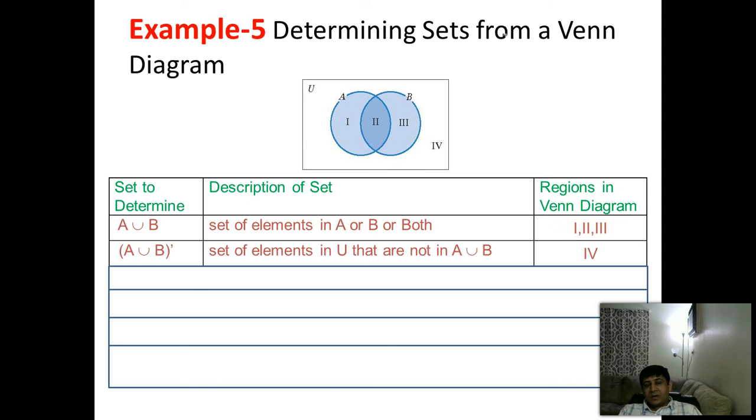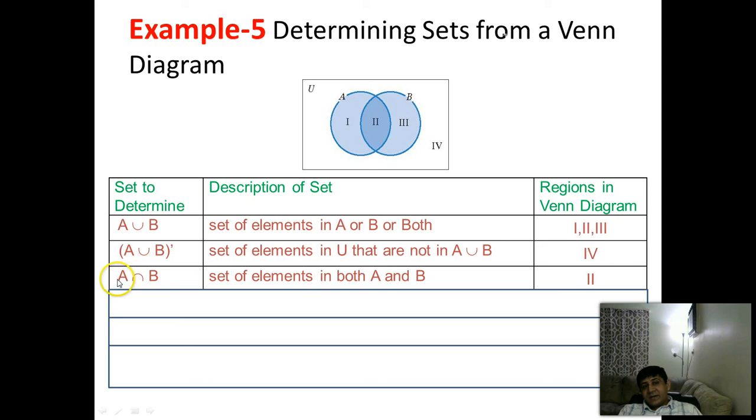Okay, if you want to find the complement of A union B, this one will be the set of elements in U that are not in A union B. In other words, we will first find A union B and then exclude it from the universal set. So what will be the leftover? The leftover will be region 4 here.